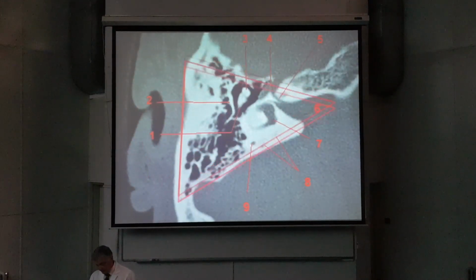That's the petrous part of the temporal bone, and this is the special canal for the facial. The facial goes through this canal, and there is a ganglion here called the geniculate ganglion. This ganglion is for sensations carried by the facial nerve.